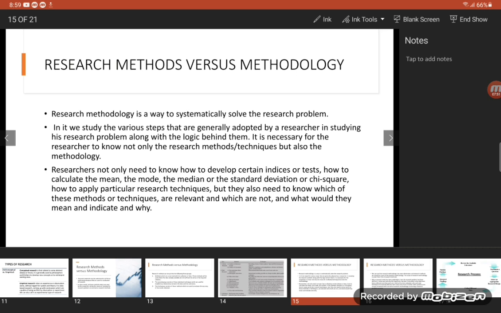What about research methodology? Research methodology is a way to systematically solve the research problem. So here we have to identify the research problem and find the way to solve this problem. This is the research methodology. So it shows the different steps that we have to follow in order to solve this problem. So it's important for the researcher not only to know the technique or the method that he is going to use, but also the methodology that he is going to apply.